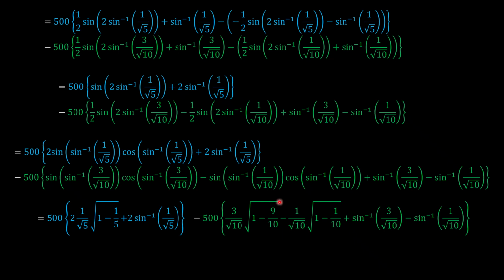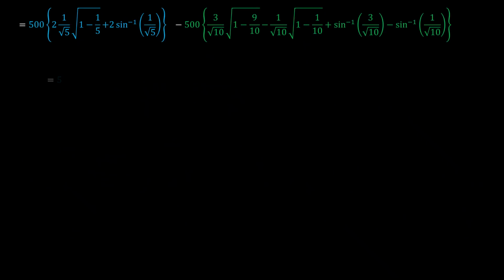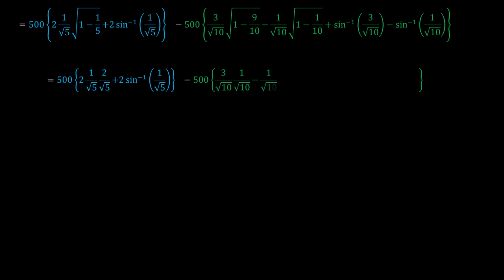Same thing for this part here. We have 1 over root 10 times the square root of 1 minus 1 over root 10 squared, which is 1 over 10. And we remain with this. So since this is what we have now, this becomes now twice 1 over root 5. 1 minus 1 over 5 square root becomes 2 over root 5, and this part just remains like that.